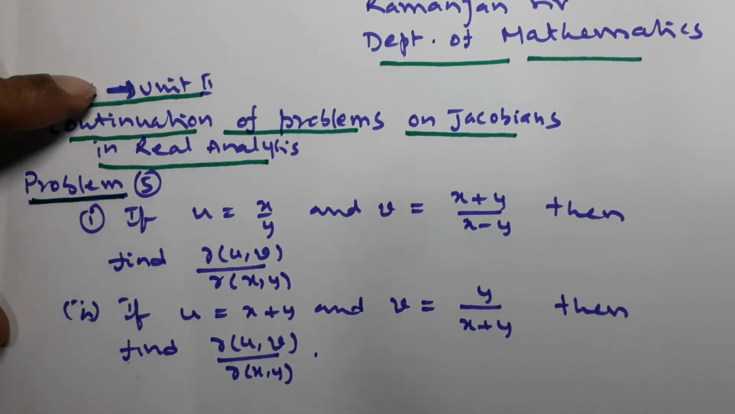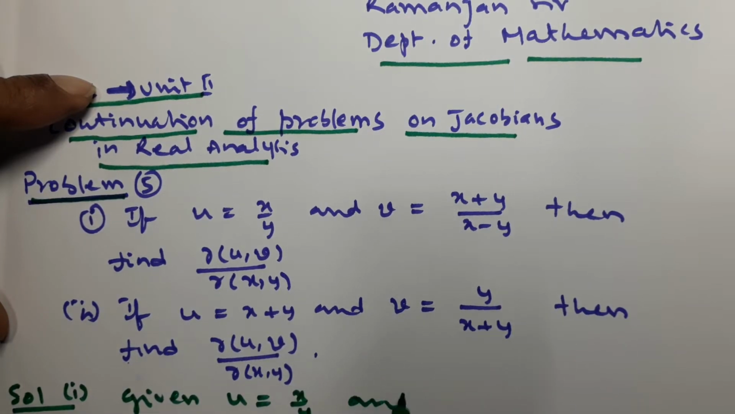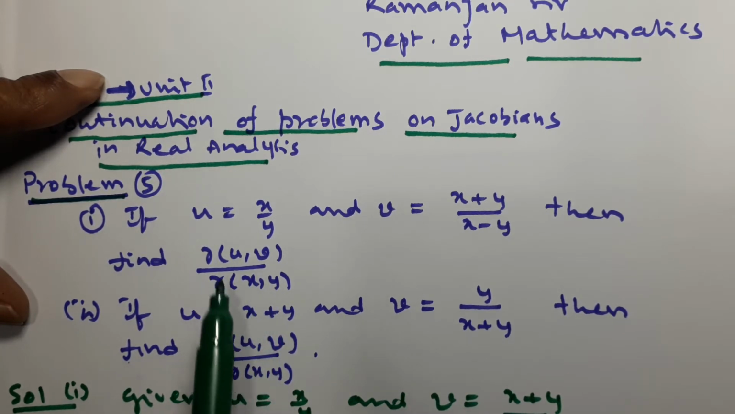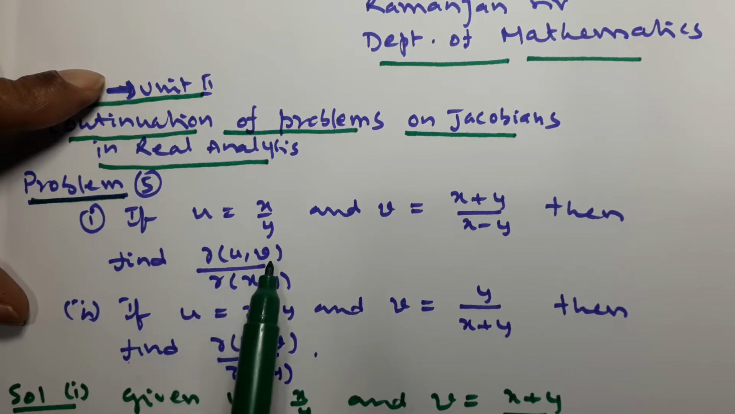So, the solution for the first problem. What is given here? u is equal to x by y and v is equal to (x plus y) divided by (x minus y). So find dou of (u, v) divided by dou of (x, y). For that we need the partial differentiation of u with respect to x and y, and then the partial differentiation of v with respect to x and y.